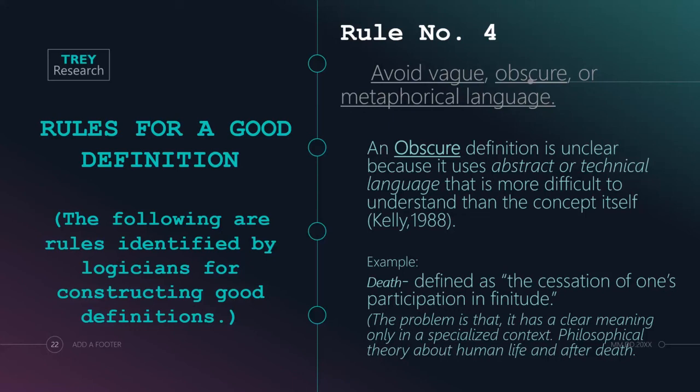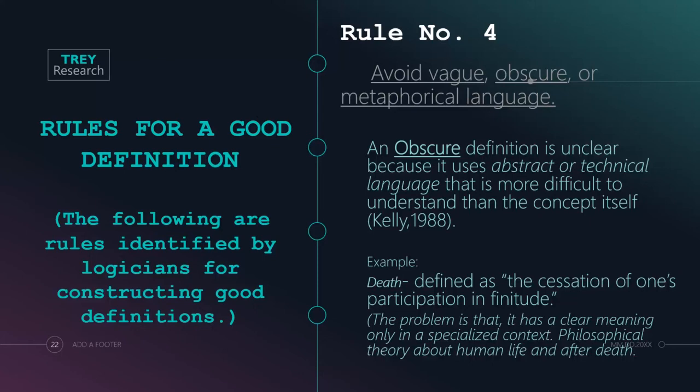Rule number 4, same also. An obscure definition is unclear because it uses abstract or technical language that is more difficult to understand than the concept itself. So, it can be unclear, no? If we use these kinds of definition. Example, death, defined as the cessation of one's participation in finitude. The problem in this definition, meron siyang clear meaning, but only in a specialized context. Okay, philosophical theory about human life and after death. So if a normal individual will read this, he might feel or he might think vaguely about this definition of this, no? Maging quite vague yung pagkaka-understand ng tao nito.